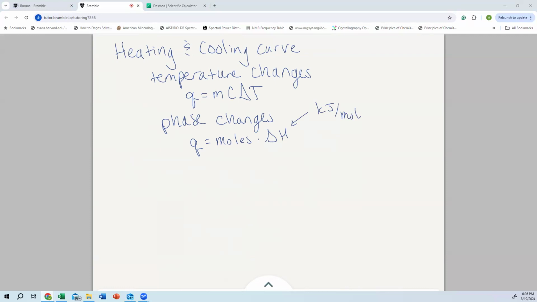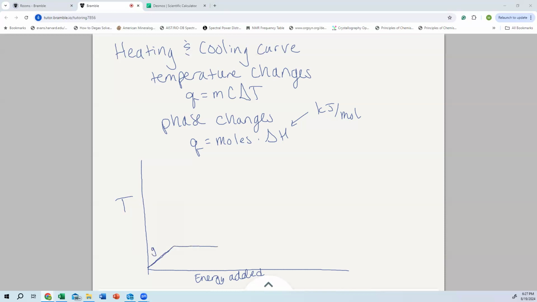But here, if we're looking at a heating curve, we look at the temperature versus the energy added. With a heating curve, we generally start as a gas. As we increase the amount of energy added, we increase our heat. So this is a gas. And then we reach a plateau.